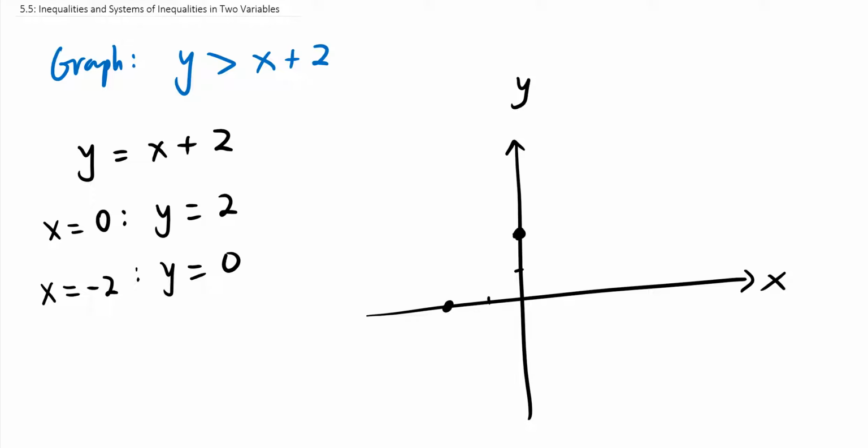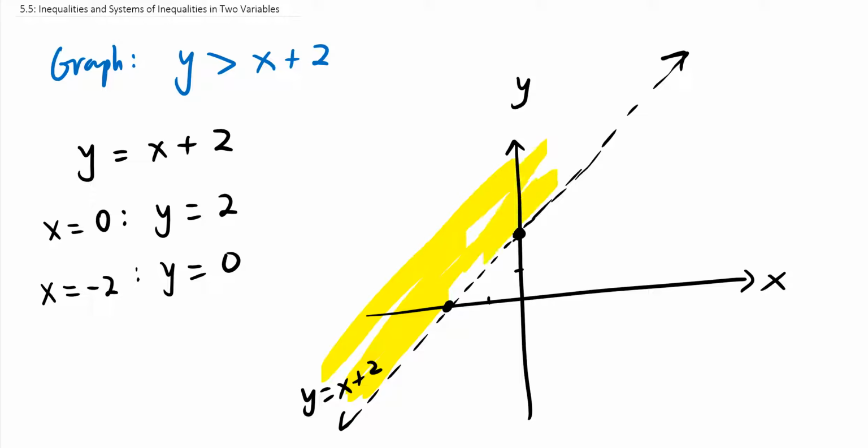Now when you draw the straight line, you draw a dashed line, not a solid line, because it's only bigger than. And to shade it, bigger means above the line. Notice how this straight line, y equals x plus 2, splits the entire plane into one region above it and one region below it. So we're going to shade the region above it, this region here.